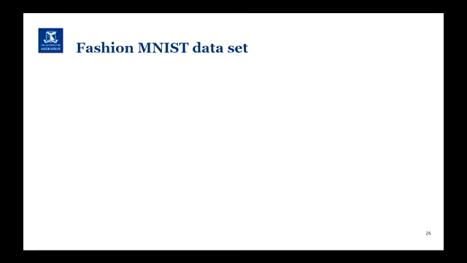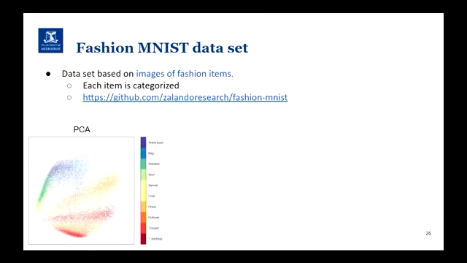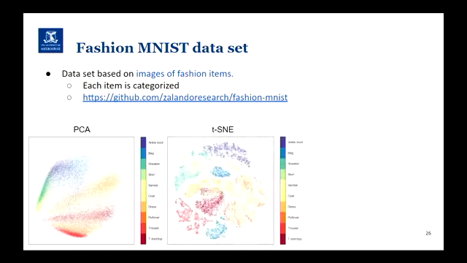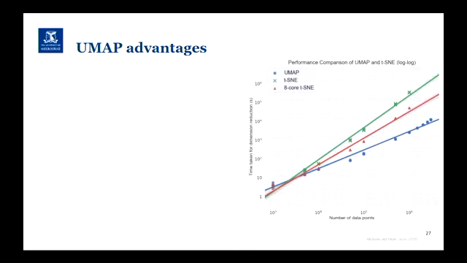And this has also been used on image data sets, in this case fashion items instead of handwritten numbers. Each item is then categorized. This is also available, and they also compared with PCA. And PCA, even though it does a reasonable job at separating the different items, if you compare with stochastic neighbor embedding, it does a considerably better job, and UMAP does an even better job with the following advantages. So UMAP is at least an order of magnitude faster than stochastic neighbor embedding.